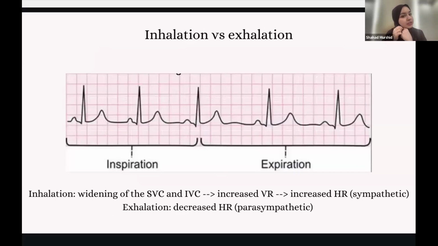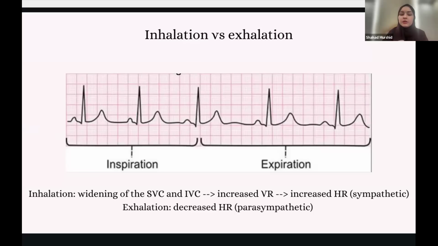And then for inhalation and exhalation, this is also very important. They can give you this ECG and ask you, what is the phenomenon seen here? Or why is there bradycardia and tachycardia in one strip? It's basically just inspiration and expiration. When you inhale, your heart rate will increase. Why? Because you're basically increasing your intrathoracic pressure.